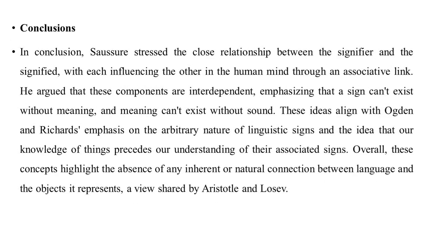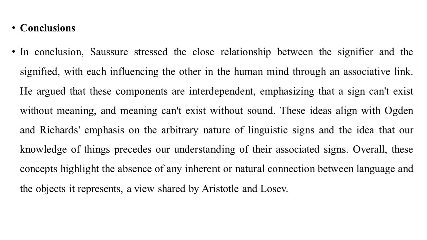So, the conclusion says, in order to conclude everything that we have studied so far: Saussure stressed the close relationship between the signifier and the signified, with each influencing the other in the human mind through an associative link. He argued that these components are interdependent, emphasizing that a sign cannot exist without meaning, and meaning cannot exist without sound, so they are all connected.